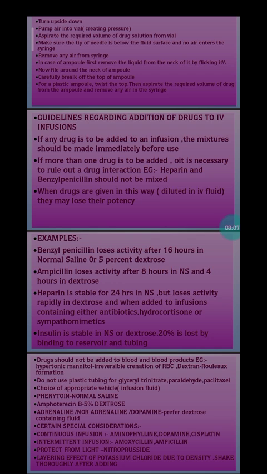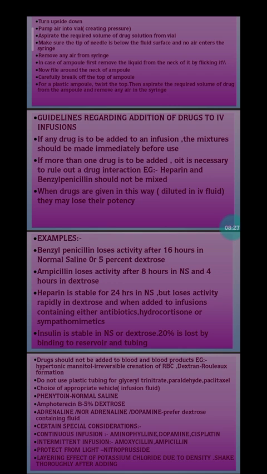Heparin is stable for 24 hours in normal saline but loses its activity rapidly in dextrose, and when added to infusions containing either antibiotics, hydrocortisone or sympathomimetics. Insulin is stable in normal saline or dextrose. 20% is lost by binding to the reservoir and tubing.